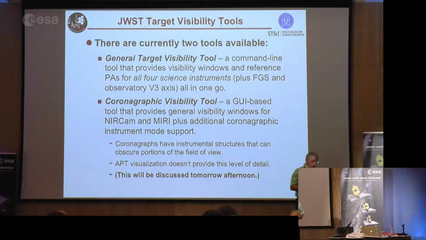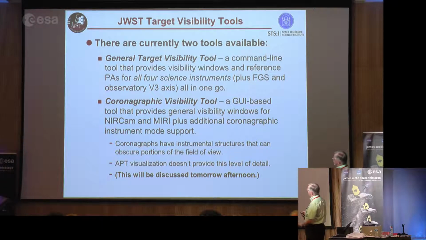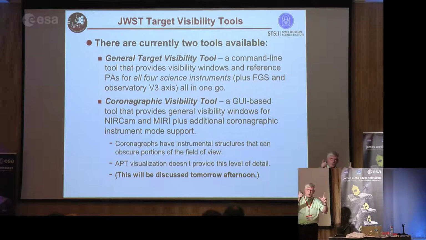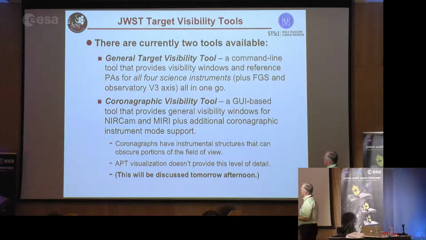Okay, so we've constructed two tools for you. One is called the General Target Visibility Tool. That's the one I'll talk about in a little more detail coming up. It's just a command line tool, and once you run the command line command, it pops up a GUI that you can interact with if you want to, or you can send the outputs to files instead of coming to the screen and so forth. So we'll go through some of those options for you.